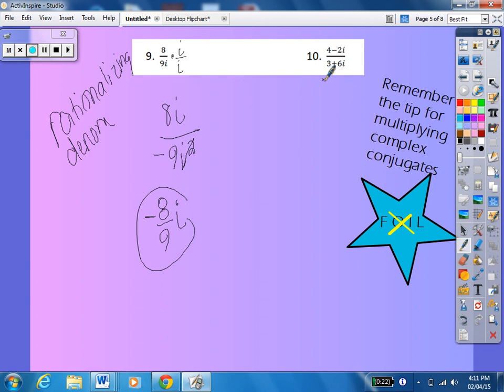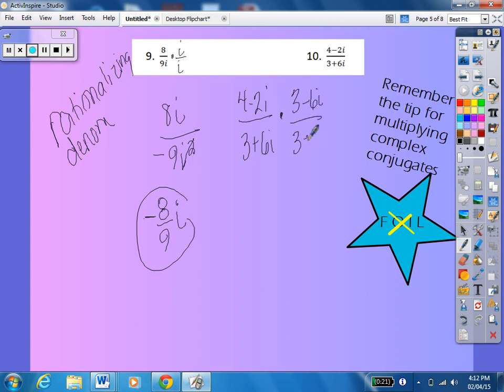This one here has another unhappy denominator. The 3 is okay and the 6 is okay, but how do we turn this into just a number? We can't just multiply it times i like we did over here, because if we multiply this times i, you're going to end up with 3i plus 6i squared, and you still have the situation of i's. So remember that when you do the complex numbers in your denominator, you have to multiply by the complex conjugate. So you're going to have the problem 4 minus 2i over 3 plus 6i. We got to make this denominator happy. We're going to multiply by the conjugate of 3 plus 6i, which is 3 minus 6i.